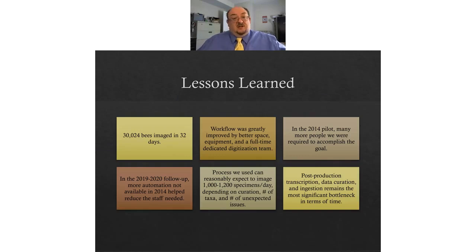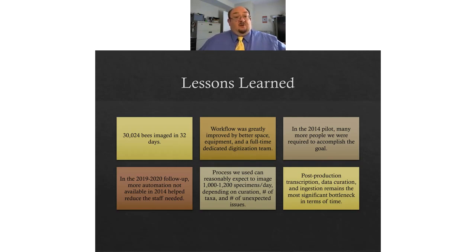So lessons learned, in 32 days, we managed to do 30,024 bees, which is great. The workflow, in my opinion, was about as good as we could do it in terms of having a really good space, the equipment lined up where it needed to be, and not having people rotating in, but having a full-time dedicated digitization contract team made all the difference in terms of morale as well as specimen handling efficiency.